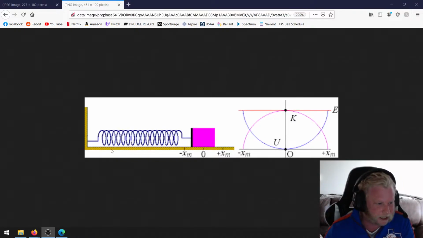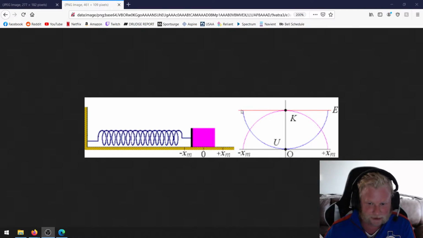Now, here we have the same scenario, just viewed from the side, right? You've got your mass that's bobbing on the spring between some negative amplitude and some positive amplitude. Now, in the pink, we've got kinetic energy. In the blue, we've got potential. And in the red, we've got total mechanical energy, right? The sum of your potential and kinetic.